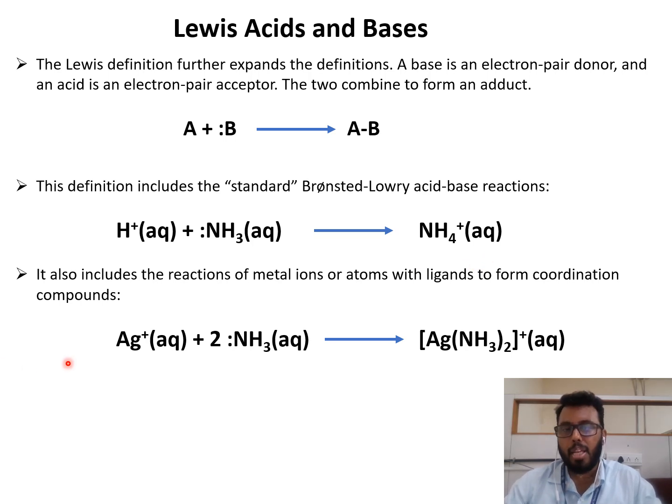It also includes the reactions of metal ions or atoms with ligands to form coordination compounds. Let's see, instead of the simple H plus ion, let's take a metal ion, that is Ag plus. We know that all the transition metal ions, with the positive charge, exist in multiple oxidation states like plus 1, plus 2, plus 3, we have already discussed.